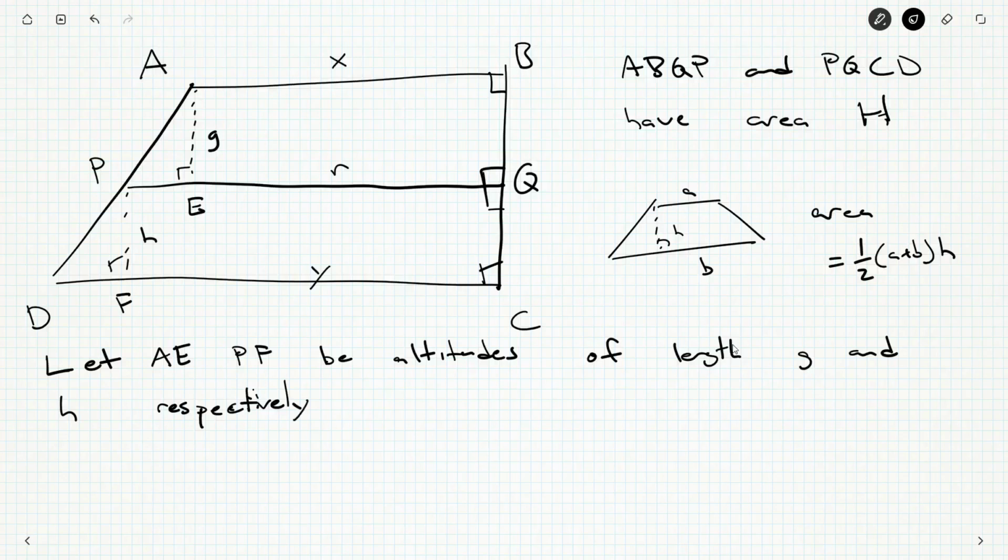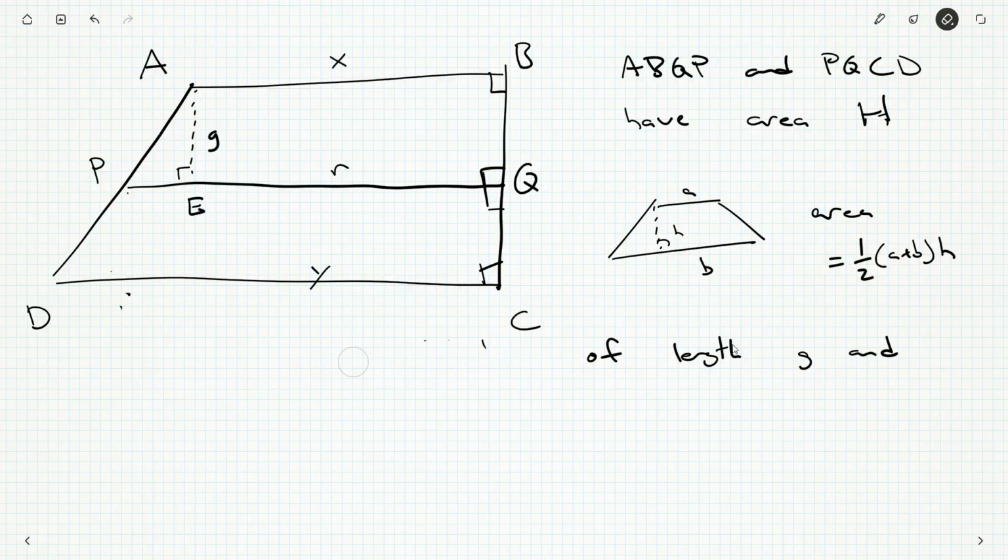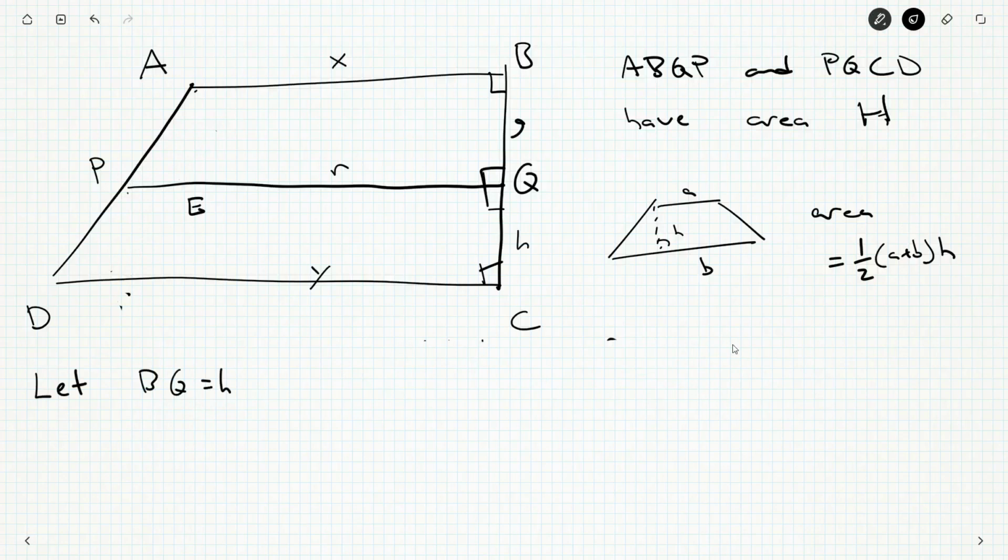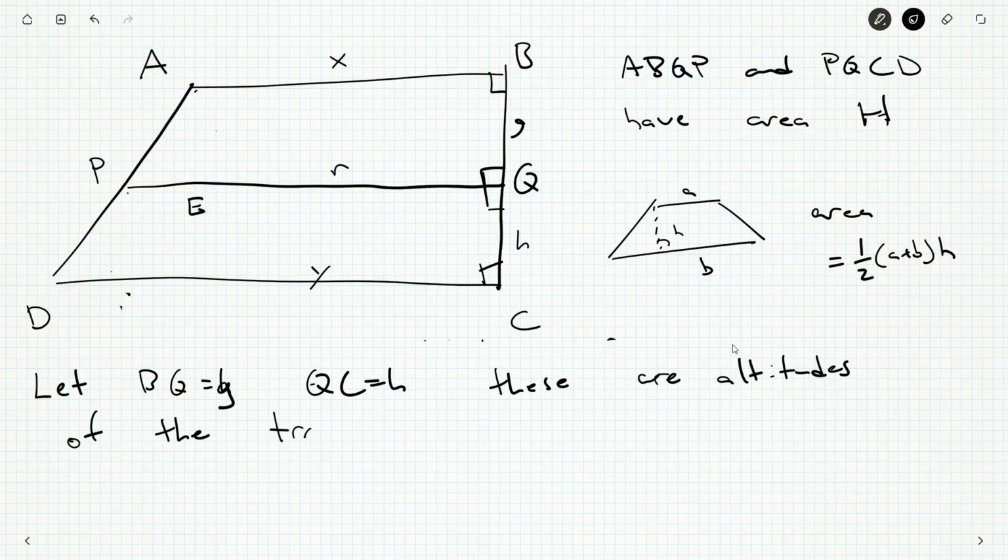Alternatively, I guess I could have just used BQ and QC. Actually, I think that would probably be a lot easier. So, still call them G and H. So let BQ equal G and QC equal H. These are altitudes, or heights, of the trapezoids.